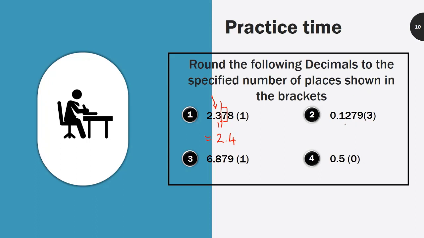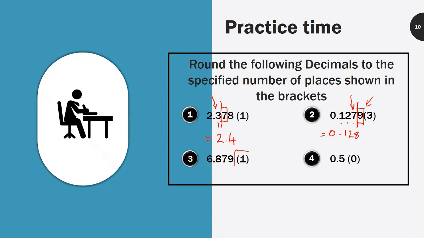Next one, question 2. It's 3 decimal places, so I count 1, 2, 3, and then I draw my line. The number to the right of the line is once again between 5 and 9, meaning that the number to the left of the line needs to go up by 1. So that means that my answer here would be 0.128.